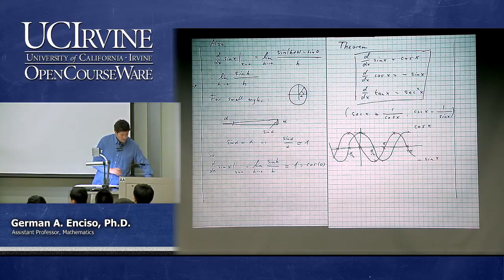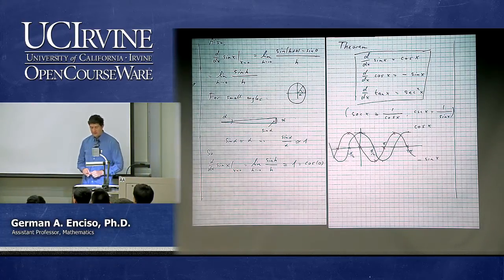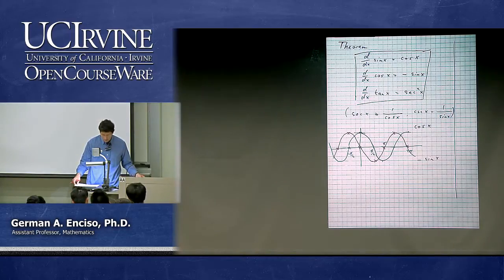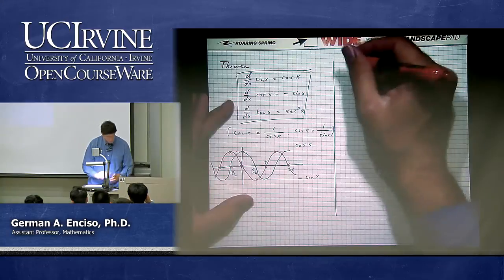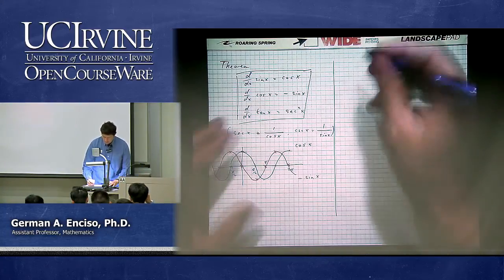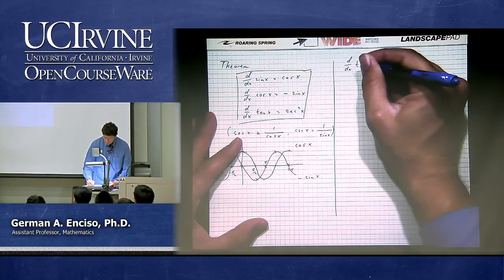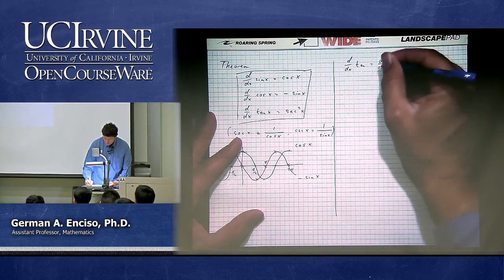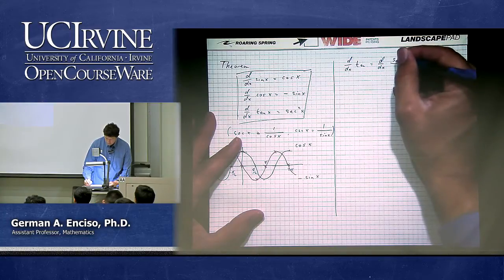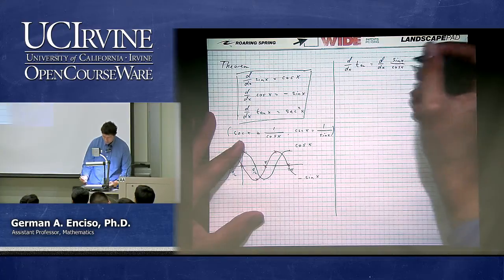Okay, so that's it. Now, what about the third one? What about the derivative of the tangent function? Well, that we're going to prove using what rule? Okay, so what rule is that? Quotient. Okay, unfortunately, we're going to have to use that quotient rule.